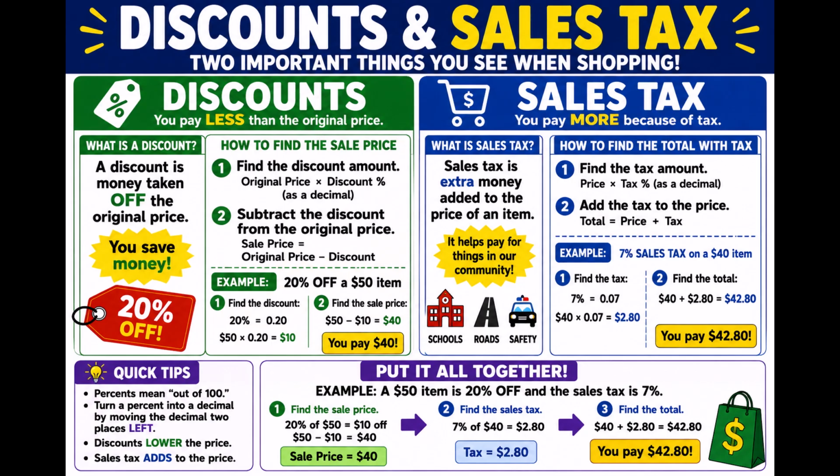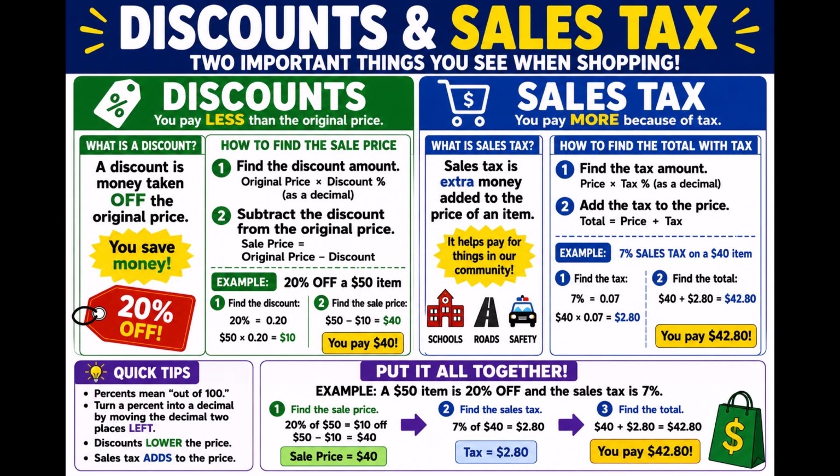Now, the sales tax. Sales tax is extra money added to the price of an item. That means you pay more. How to find the total with tax? Step 1, change the tax percent to a decimal. For example, 7% is now going to be 0.07. Step 2, find the tax. Multiply the price by the decimal.